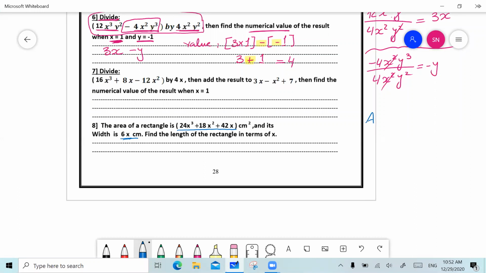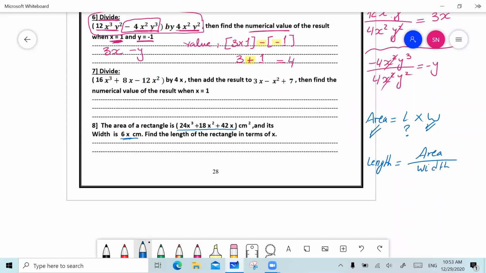Let's first remember that the area of the rectangle is equal to length times width, right? If I have the area and I have the width and I want to calculate the length, what should I do? I know that the length now is going to equal the area divided by the width, right?